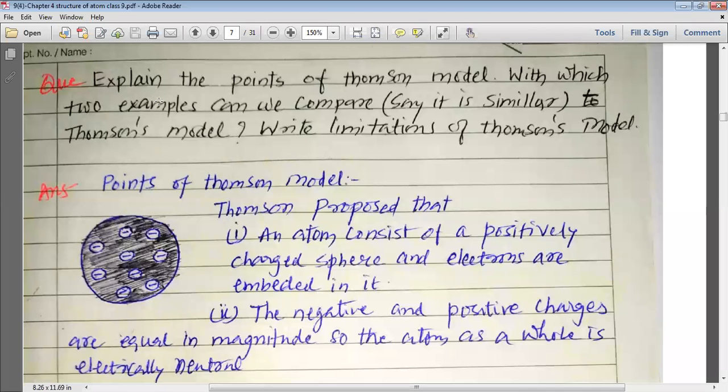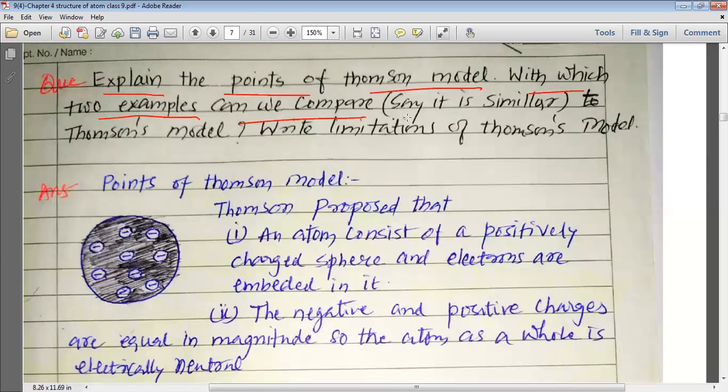Hello, dear students. Let us study the various models of the structure of atom. The first model was proposed by the scientist J.J. Thomson, and that is why it is known as the J.J. Thomson model. So, the question we have is: explain the points of Thomson model.